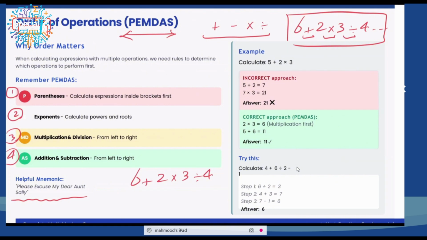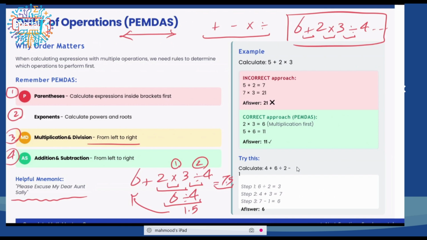But as you can see over here, I have multiplication and division side by side. Their priority is the same. How can I do that? From left to right. First of all, I have to do the multiplication, and after that, the division. 2 times 3 is 6. 6 divided by 4 is 1.5, and 1.5 plus 6 would be 7.5. So this is the way that we do that.